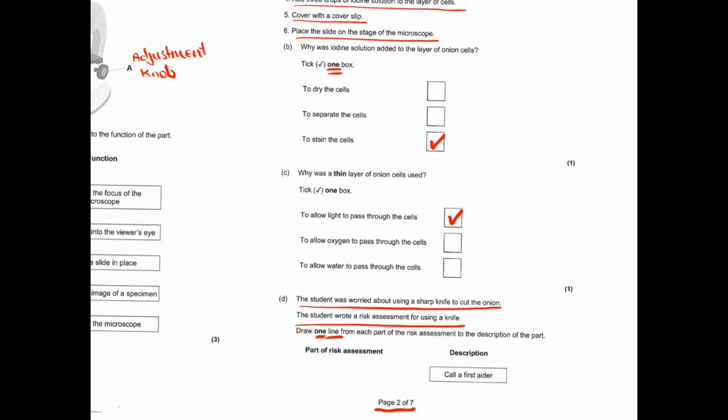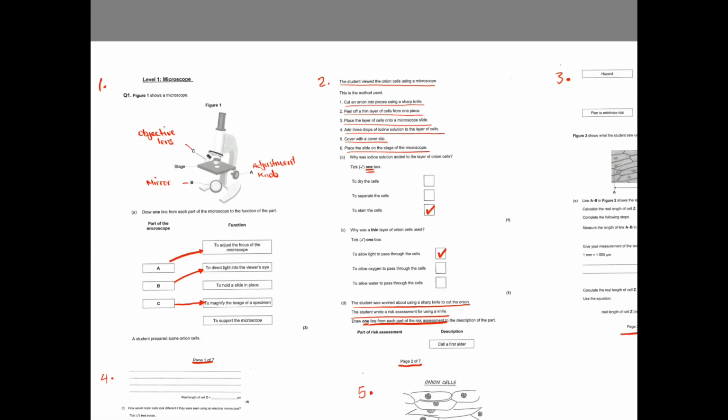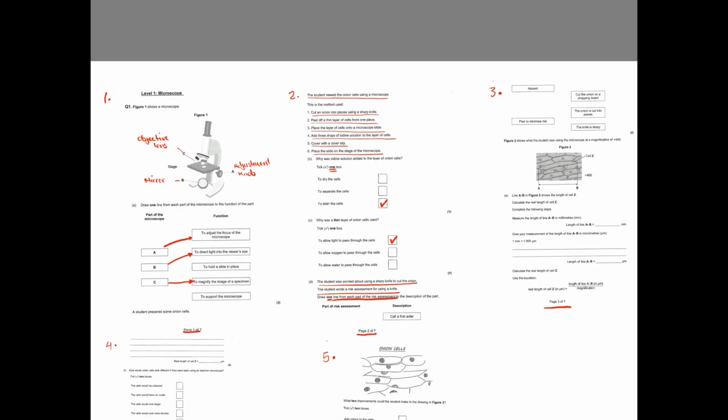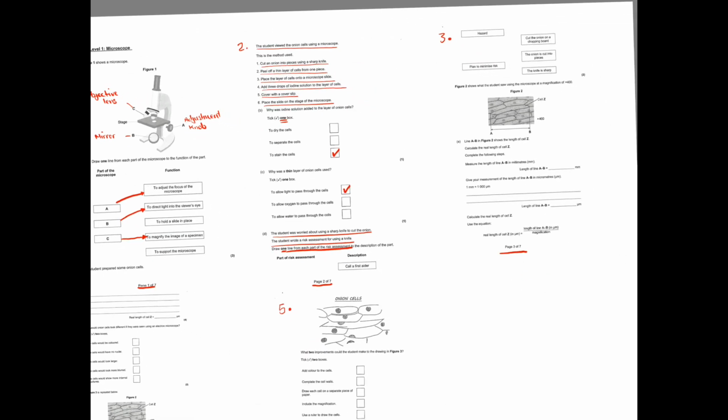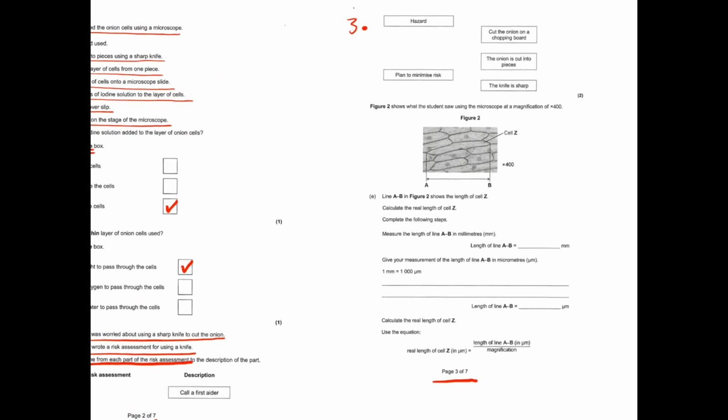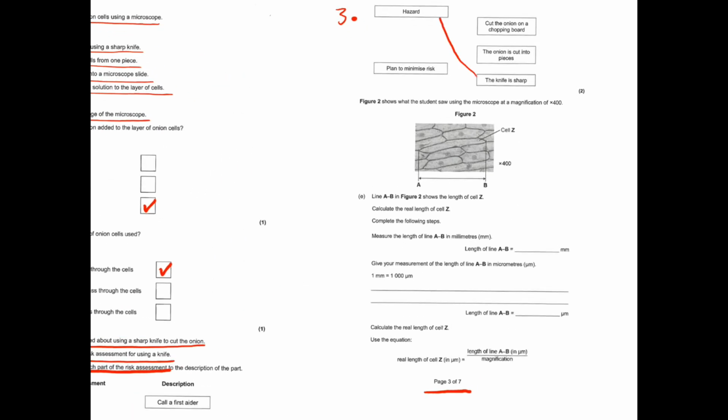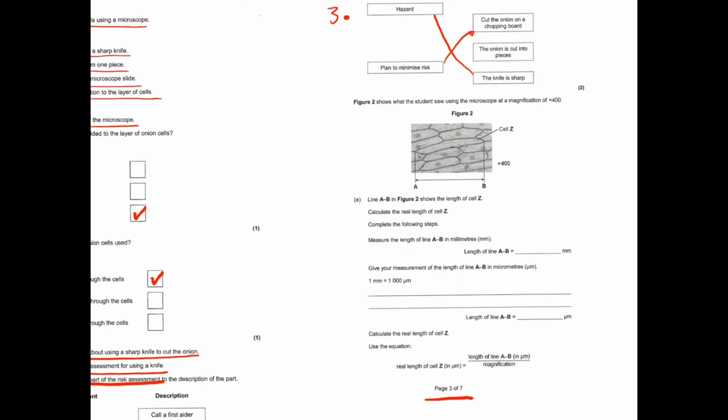There are risks associated with this experiment, and in order to avoid these risks, you would use the hazard, being careful with the sharp knife and using a cutting board when cutting the onion.